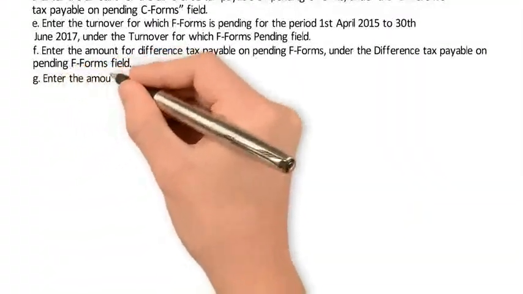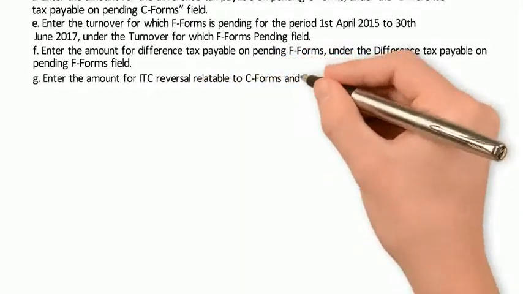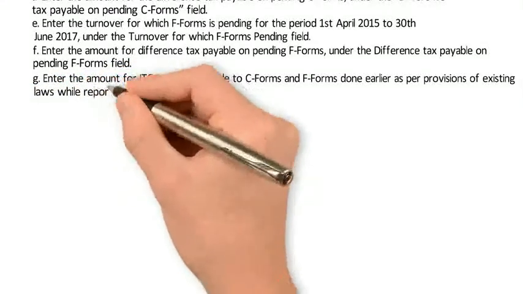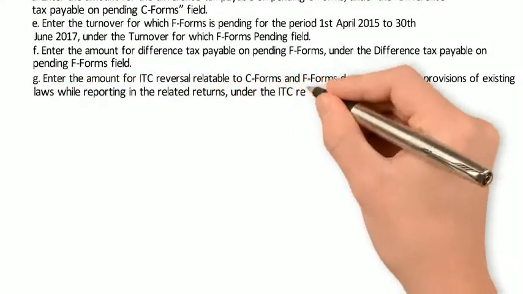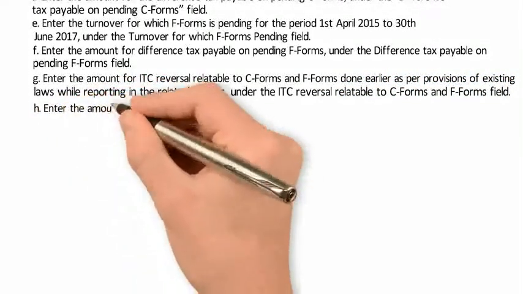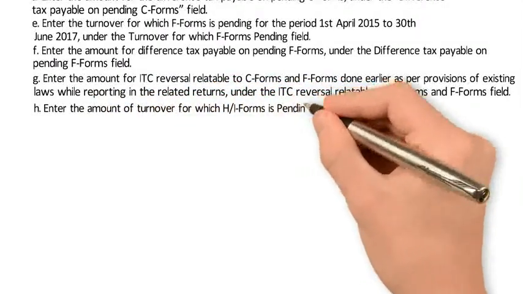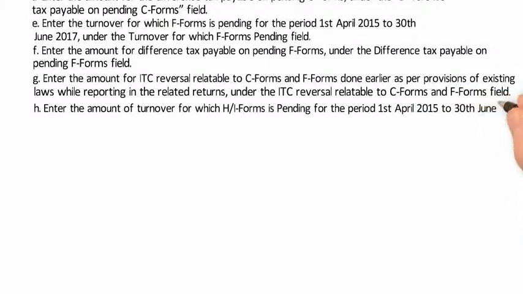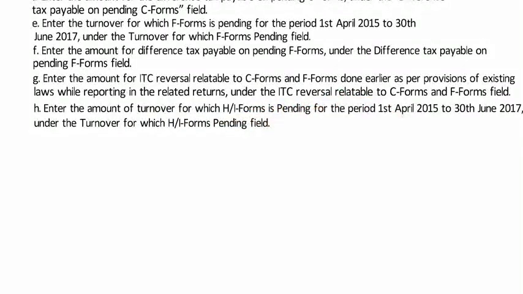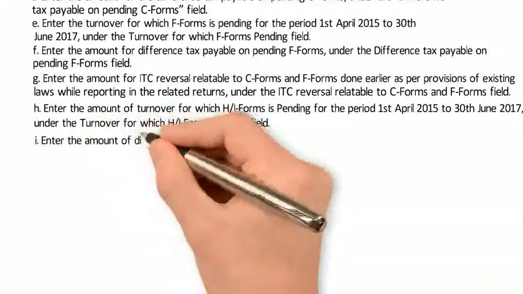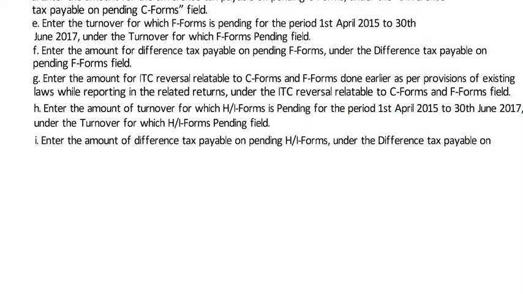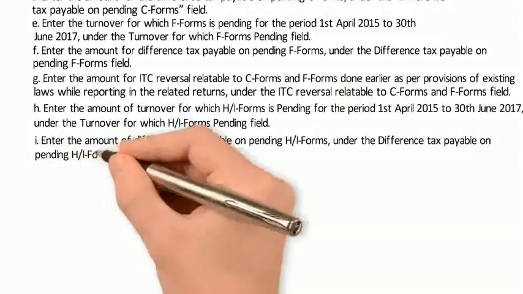G. Enter the amount for ITC reversal relatable to C-Forms and F-Forms done earlier as per provisions of existing laws while reporting in the related returns, under the ITC reversal relatable to C-Forms and F-Forms field. H. Enter the amount of turnover for which HI-Forms is pending for the period April 1, 2015 to June 30, 2017, under the turnover for which HI-Forms pending field. I. Enter the amount of difference tax payable on pending HI-Forms, under the difference tax payable on pending HI-Forms field.